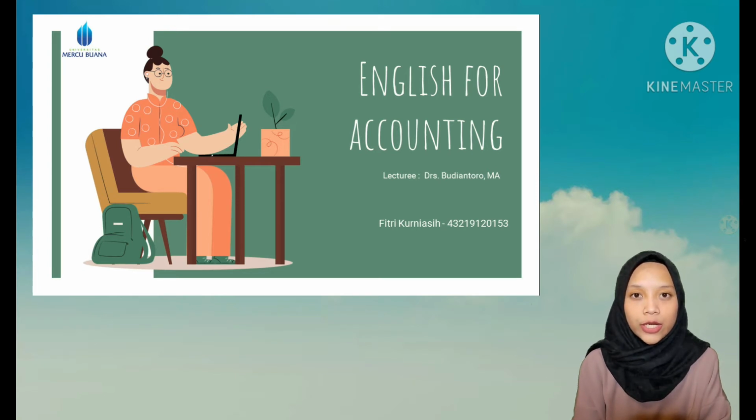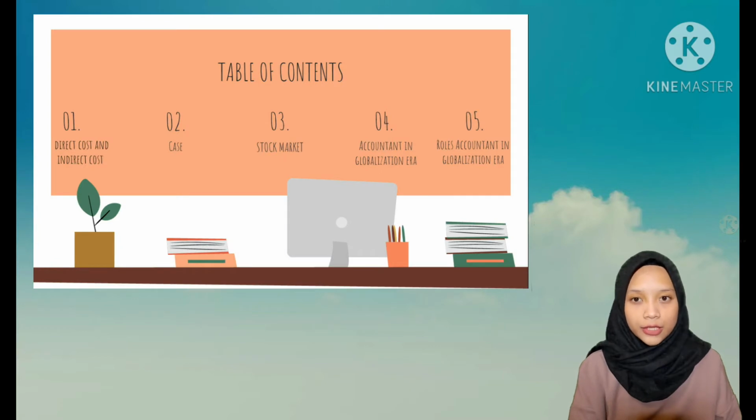I'm from Marcibuana University, and in this video, I will answer several questions for my final exam in English for accounting. There are 5 questions. Number 1 is about direct and indirect costs. Number 2 is about case of direct and indirect costs. Number 3 is about stock market and analysis stock market. Number 4 and 5 is about rules accountant in globalization era.